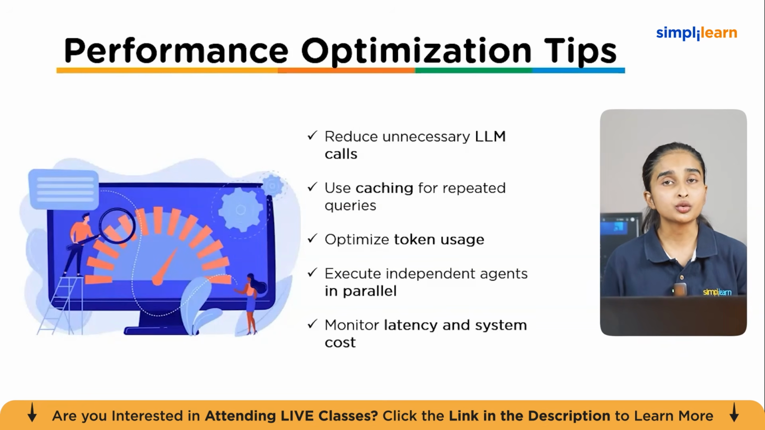Another smart approach is to execute independent agents in parallel. If two tasks do not depend on each other, they can run at the same time, which saves time. Finally, it is important to monitor latency and system cost. A system may be very accurate, but if it is too slow or too costly, it becomes difficult to use at scale. Performance optimization is really about balance. We want good quality, but we also want speed and efficiency. Now that we've learned how to improve performance, we shall move on to a few practical use cases.